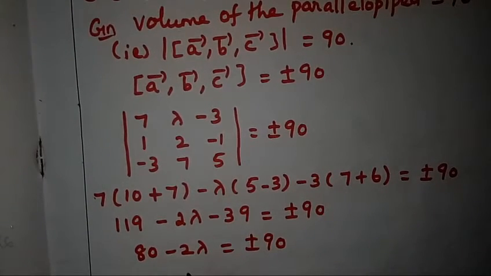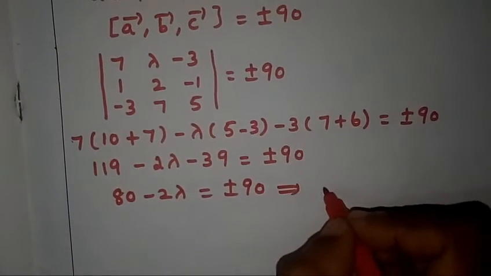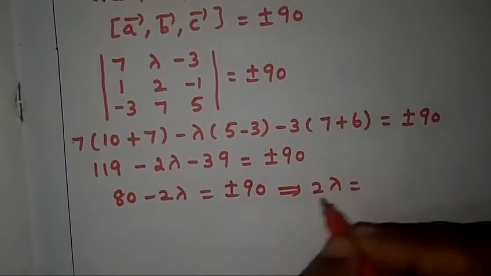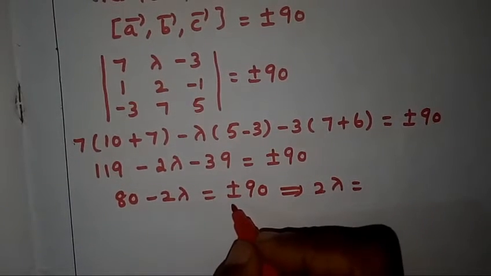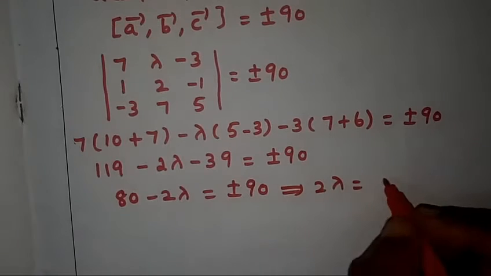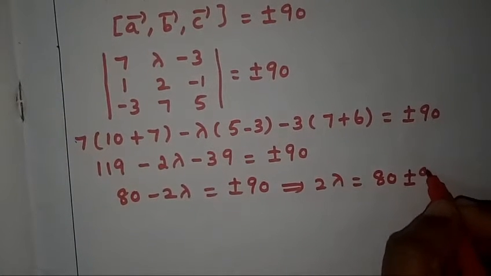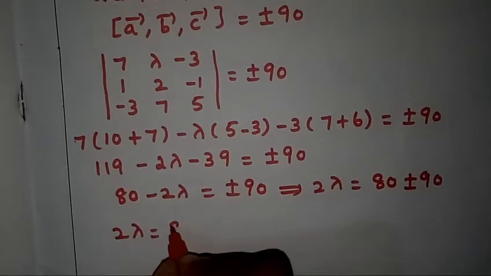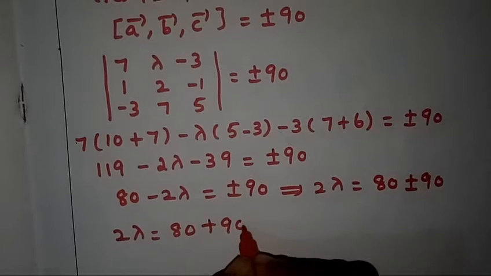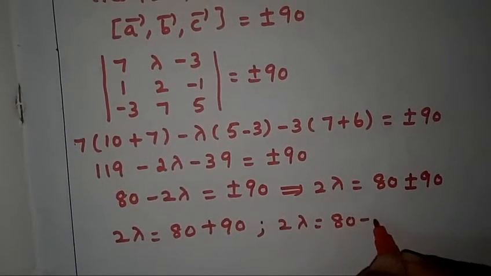So you can take this minus 2 lambda to the other side, which implies 2 lambda. When it goes to the other side it will become 2 lambda. The plus or minus, when it goes to the other side, will also be plus or minus only. So 80 plus or minus 90. So 2 lambda equals, taking the positive value, 80 plus 90. Or if you take the negative value, 2 lambda equals 80 minus 90.